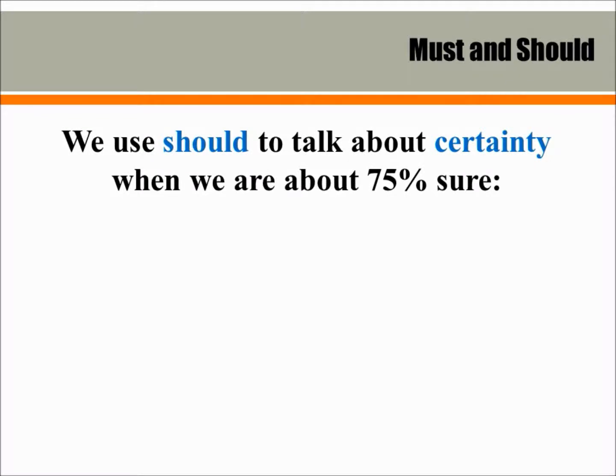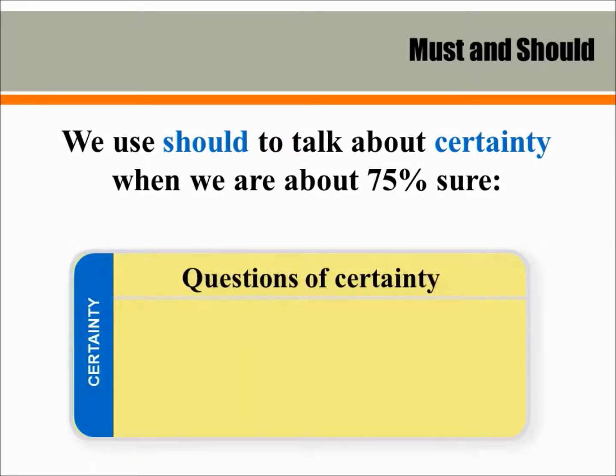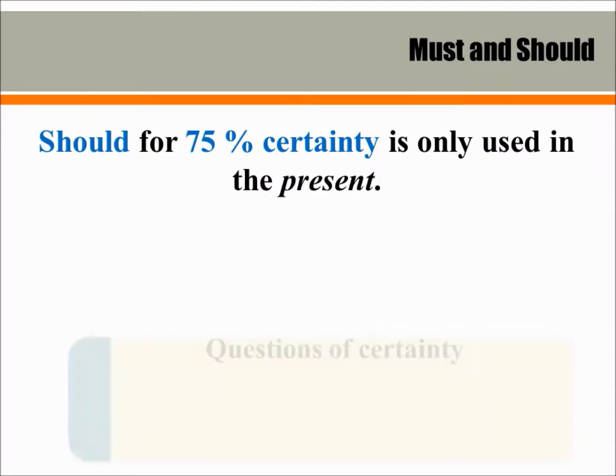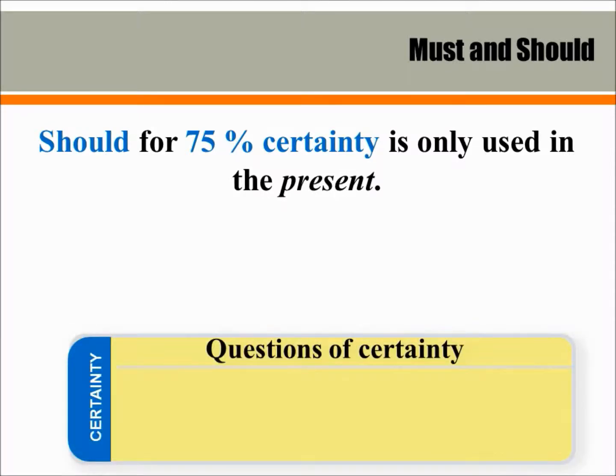We use should to talk about certainty when we're around 75% sure. She left here 2 hours ago. She should be home by now. Again, just like must, should can only be used in the present, because if we use it in the future, it changes its meaning to become more like advice.